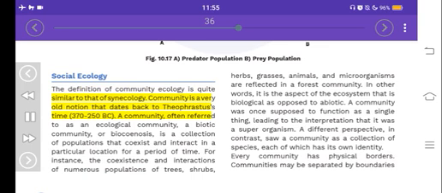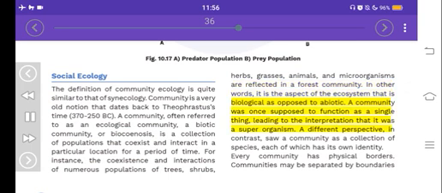The community is a very old notion that dates back to Theophrastus's time, 370-250 BC. A community, often referred to as an ecological community, a biotic community, or biocenosis, is a collection of populations that coexist and interact in a particular location for a period of time. The coexistence and interactions of numerous populations of trees, shrubs, herbs, grasses, animals, and microorganisms are reflected in a forest community. In other words, it is the aspect of the ecosystem that is biological as opposed to abiotic.